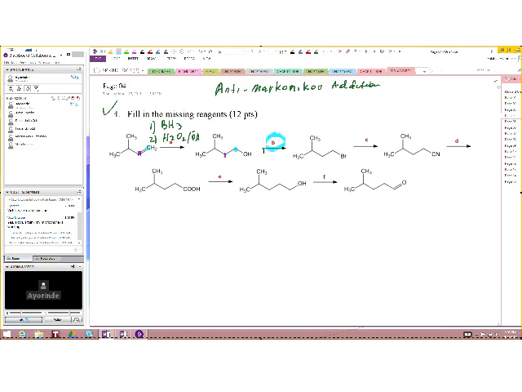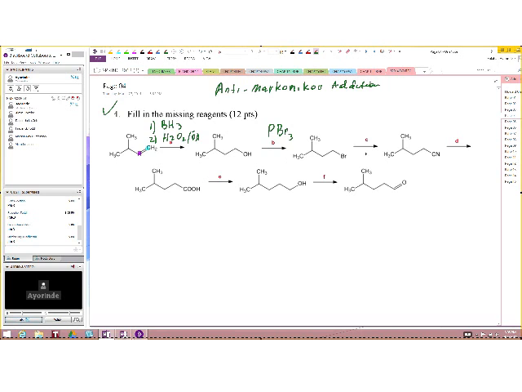Anybody has an idea what we need for B, going from a primary alcohol to an alkyl bromide? Either pick up the mic or send me your answer through the chat window. Excellent. Phosphorus tribromide. That is correct. In order to transform a primary alcohol, or sometimes a secondary alcohol, to an alkyl bromide, you need this reagent, phosphorus tribromide. Very good.